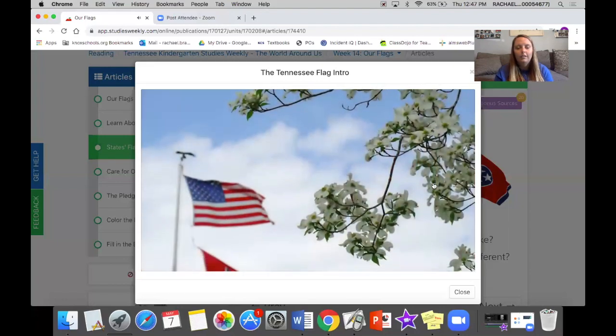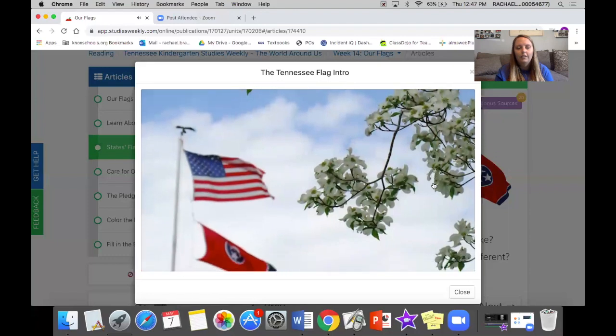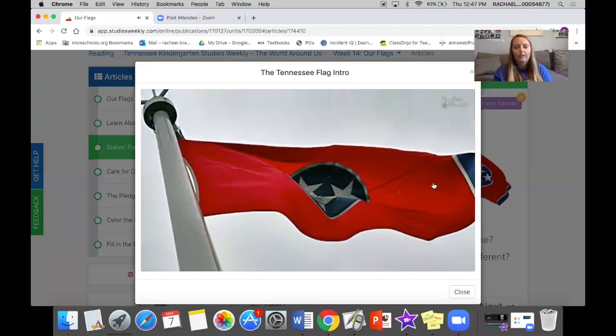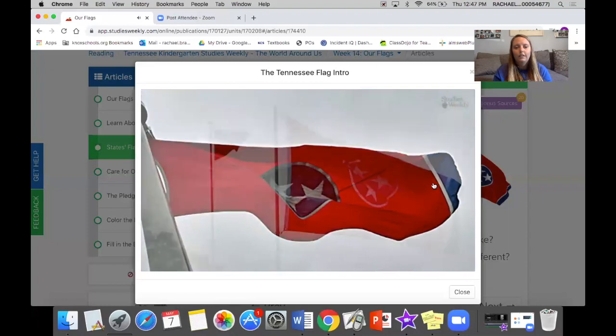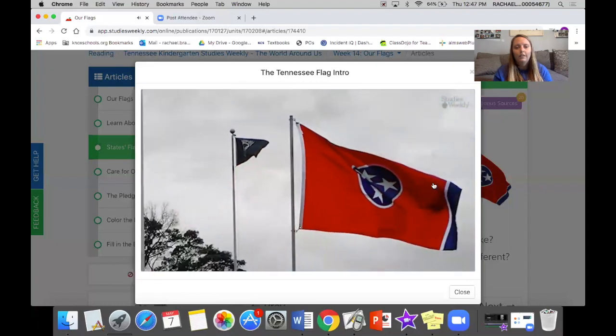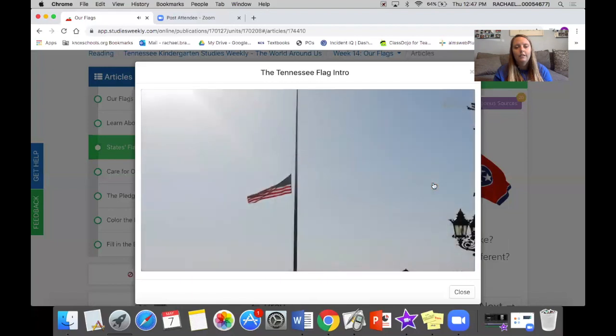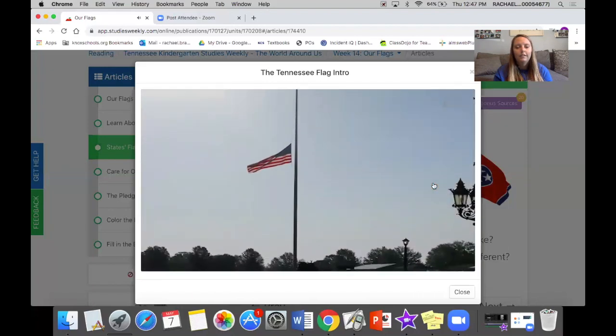Sometimes our flag doesn't just receive respect, it can also show respect. Have you ever seen a Tennessee flag flying at half-staff on a flagpole? If you see our flag at half-staff, it usually means someone died. This shows respect or honor for that person.